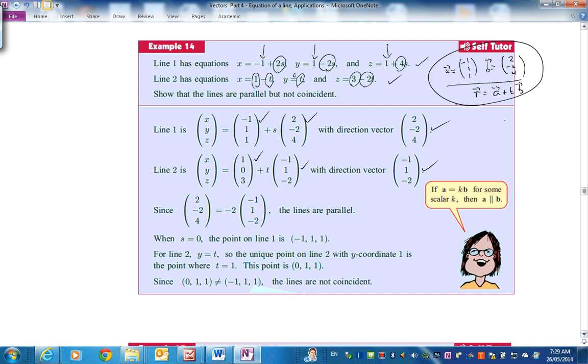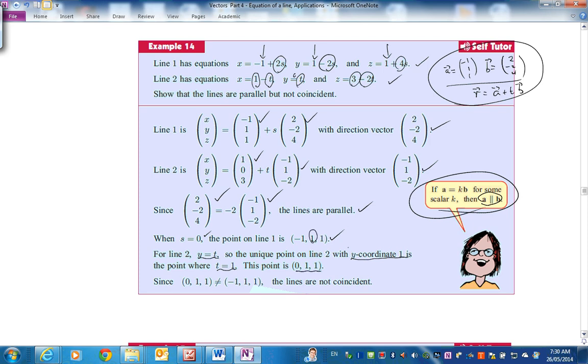So we've got that. Now, are they parallel? Yes, because that one is twice the components of that one. And here's the rule we've established earlier. If a is kb for some scalar, then a is parallel to b. The lines are parallel. Let's choose any point on the first line, so let's make s equals 0. So that point is (-1, 1, 1). So, if you now say, okay, what is the equivalent point on line 2, where y equals t, the y coordinate 1 is the point where t is 1. So the point is (0, 1, 1).